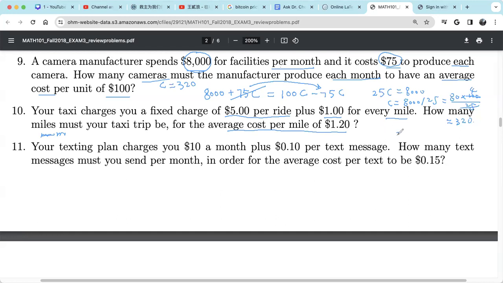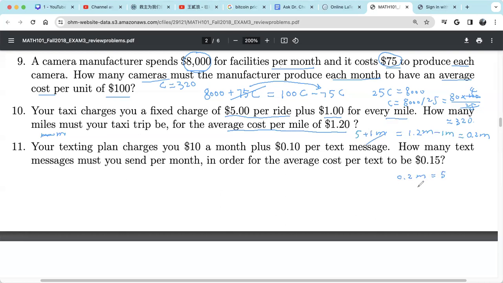So we want to make an equation. On one side, the average is $1.20. That's just 1.2 times M miles. The other side is $5 per ride, fixed. Then for each mile is $1, so 1 multiplied by M miles. We do the same thing, subtract 1M from both sides. 1.2M minus 1M gets 0.2M. So let me rewrite it. We have 0.2M equals 5.